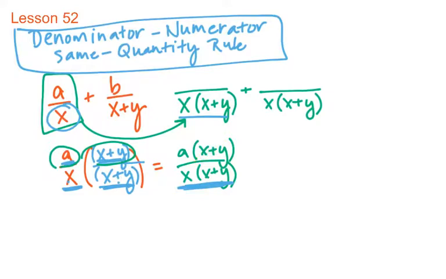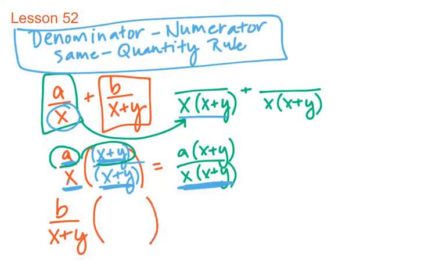We also now want to transform our original other fraction, which was b over x plus y, and we need to multiply that by something to get our new fraction with our new common denominator that we decided needed to be x times x plus y. So we already have an x plus y accounted for here. So what do we need to multiply that by to get our new x times x plus y? Well, we just need to multiply it by that additional x.